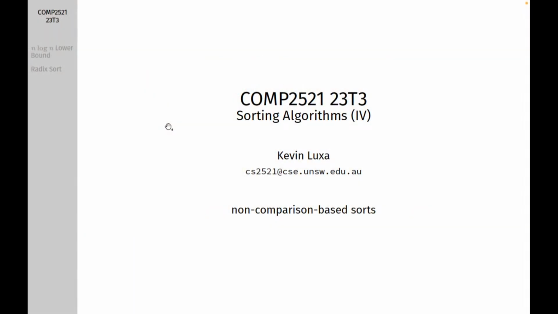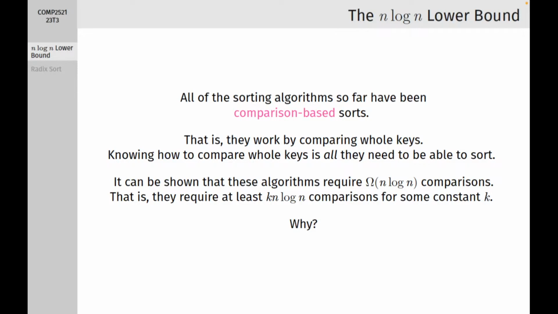All right, so let's continue on. This part of the lecture is going to be about non-comparison based sorts, but also a discussion of the n log n lower bounds for comparison based sorts. All of the sorting algorithms we've covered so far have been comparison based sorts: selection sort, bubble sort, insertion sort, shell sort, merge sort, quicksort.